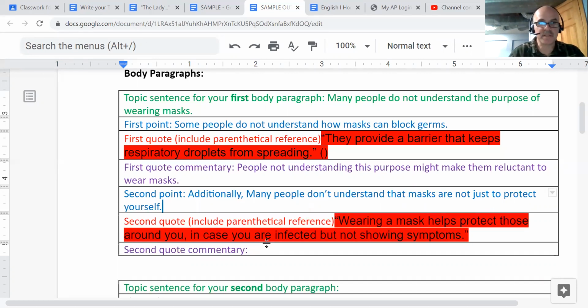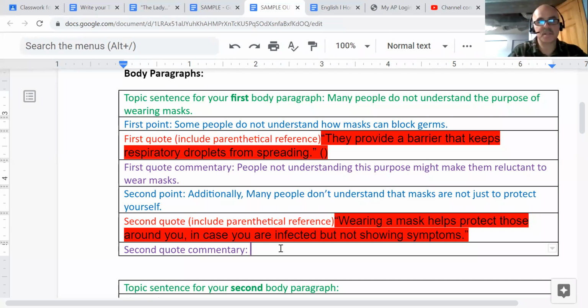And a lot of people don't want to face that, right? Okay, so then we've got our quote, right? Wearing a mask helps protect those around you in case you're infected but not showing symptoms. And I'm going to pause the recording again and think about how I'm going to write this and then come right back. Okay, I haven't written it yet, but I kind of decided.